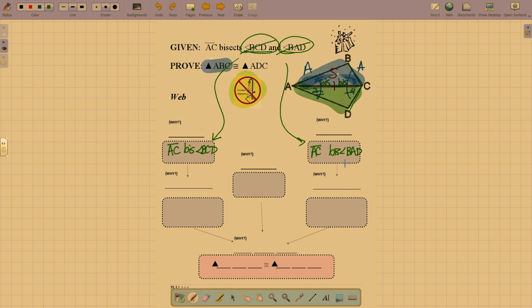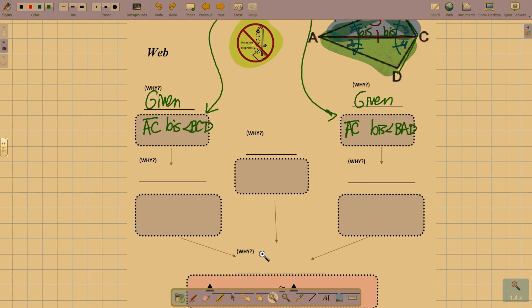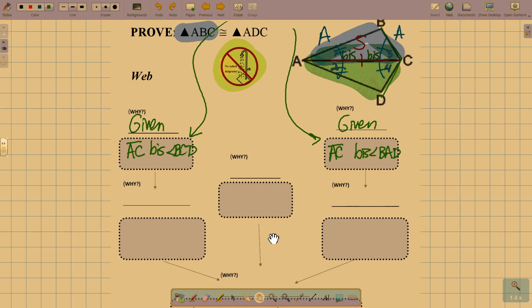How do I know those two pieces of information? It is given. Now, why did I split those up? Because I know they're going to feed into two other pieces of information logically. So right up here, I know because of AC bisecting BCD, I know angle 3 is congruent to angle 4. That's the how. The how goes in the box, the why goes in between. The why was because of the bisector.